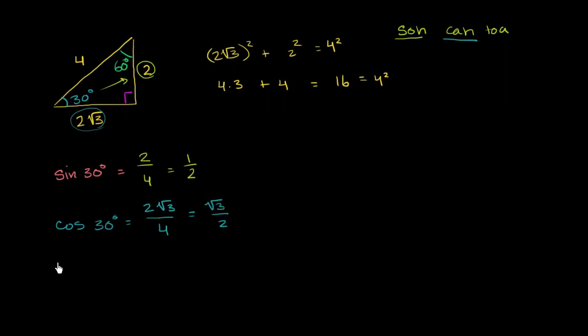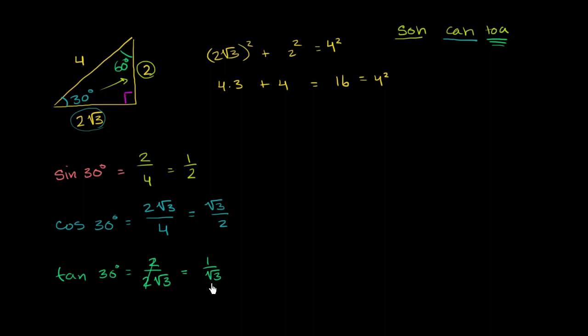Finally, let's do the tangent. The tangent of 30 degrees. We go back to SOH CAH TOA. TOA tells us what to do with tangent. It's opposite over adjacent. We go to the 30-degree angle, because that's what we care about. Tangent of 30. Opposite is 2, and the adjacent is 2 square roots of 3. Adjacent means next to. So this is equal to, the 2's cancel out, 1 over the square root of 3.